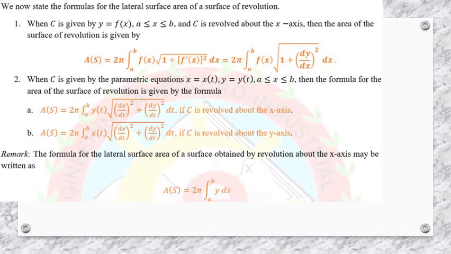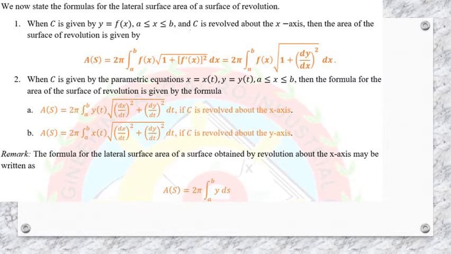We now state the formulas for the lateral surface area of a surface of revolution. So, summarize natin dito yung mga formulas na magagamit natin for the lateral surface area of a surface of revolution. So, first is when C is given by y equals f of x, where x is between a to b, and C is revolved about the x-axis.